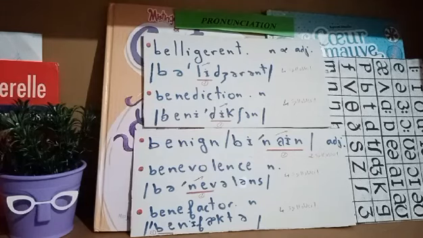That's practice. Belligerent. Benediction. Benign. We move on to benevolence. Benevolence, this word also has got four syllables. Benevolence. But the second syllable, vo, that's the stressed syllable. We say benevolence. I repeat, benevolence, which means goodness.